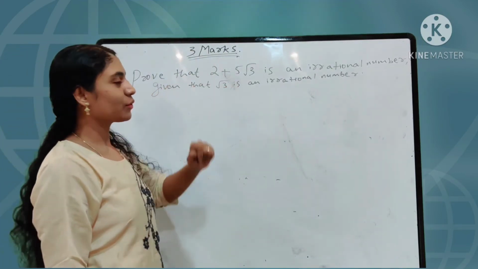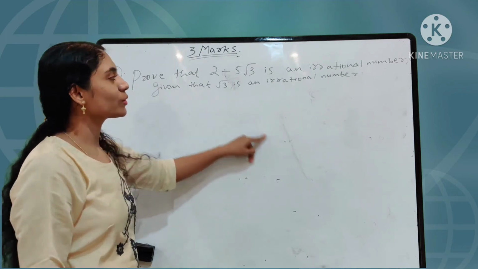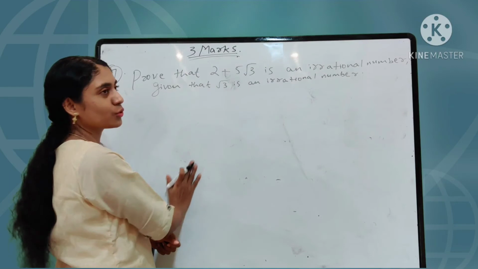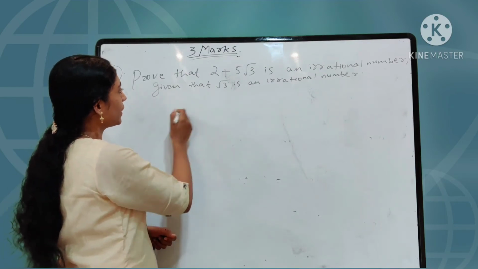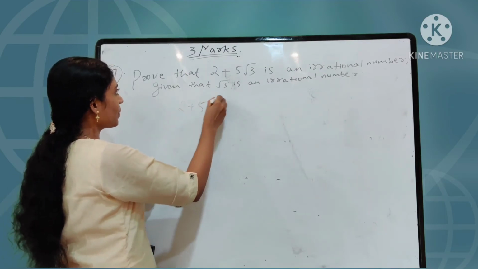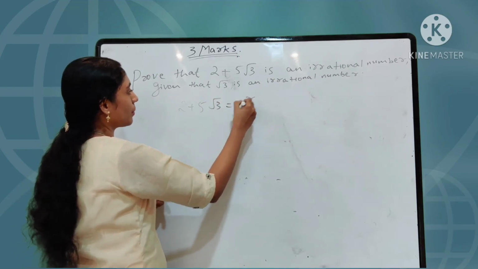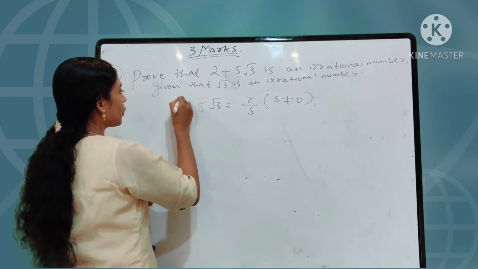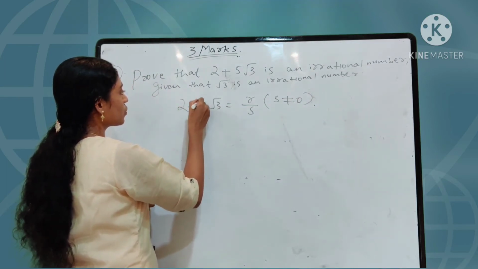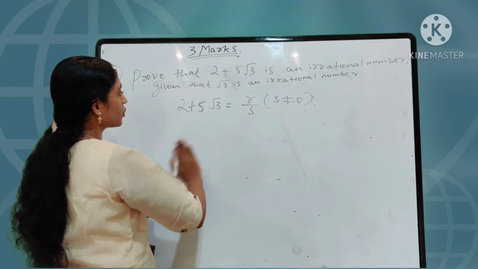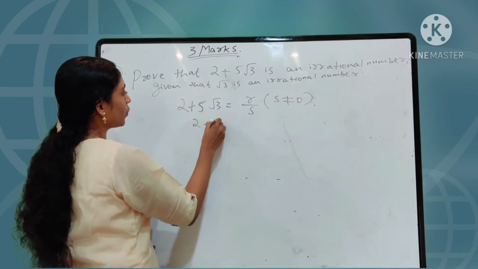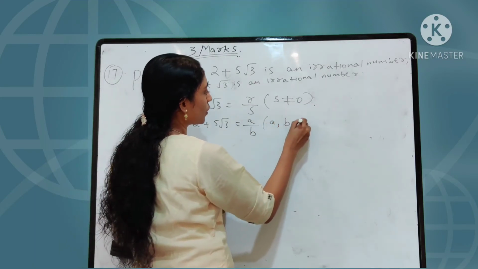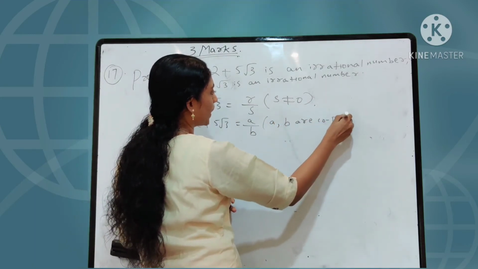Again, a similar question. Prove that 2 + 5 root 3 is an irrational number, given that root 3 is an irrational number. Same procedure. Assume to the contrary that 2 + 5 root 3 is rational, so that we can find integers r and s such that 2 + 5 root 3 is equal to r/s, where s is not equal to 0. Suppose r and s have a common factor other than 1. Dividing by that common factor, we get 2 + 5 root 3 is equal to a/b, where b is not equal to 0 and a and b are coprime, right?